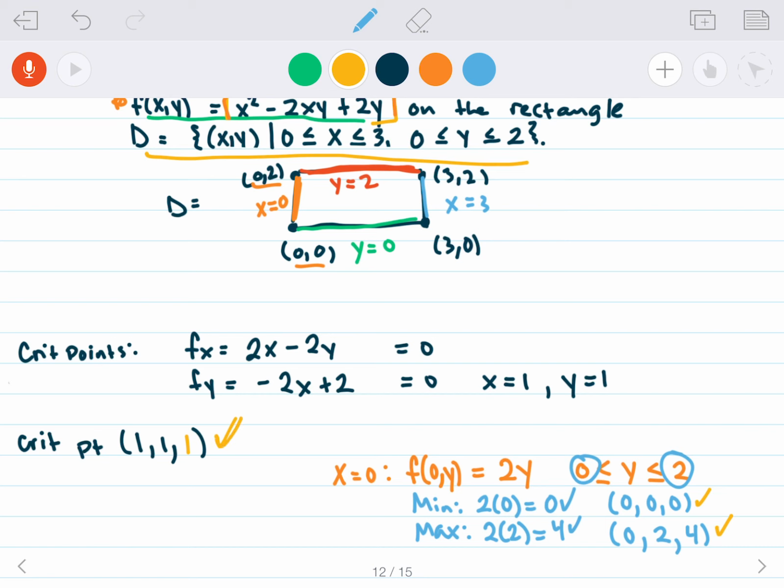Now we have to look at the other 3 line segments and determine the max and min on those boundaries. So let's go ahead and do that. We took care of the orange boundary. Let's look at the green.